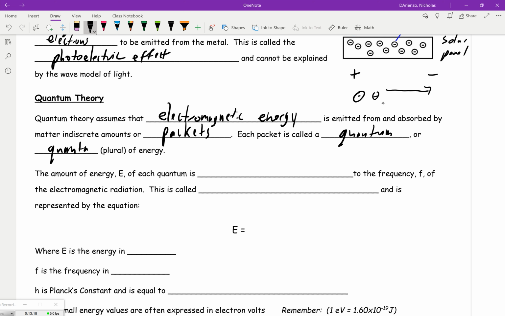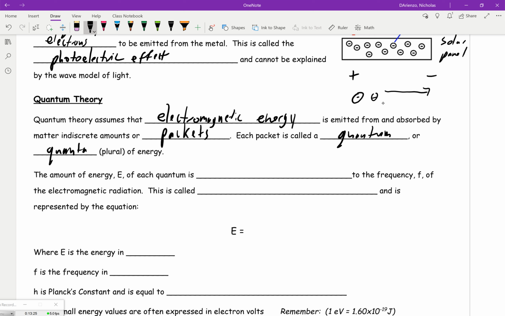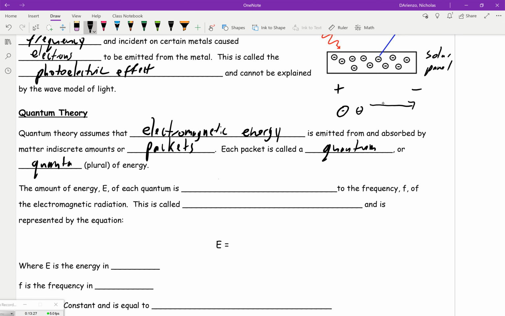So the amount of energy represented by E of each quantum is directly proportional to the frequency of the electromagnetic radiation. And this is what we call Planck's constant.